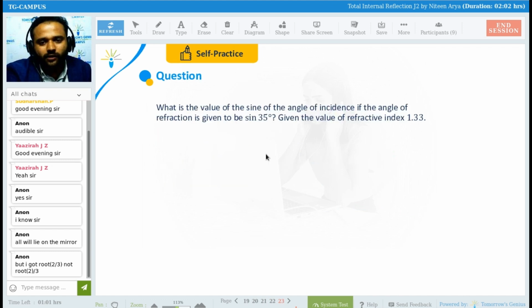What is the value of sine of the angle of incidence if the angle of refraction is given to be sine 35? Value of refraction index 1.3. I don't think you can get anything easier than this. Find the value of sine r, which is sine 35. Anyone know what sine 35 is? Generally it is given in the book or in questions, but it is not given, so I can give it to you.